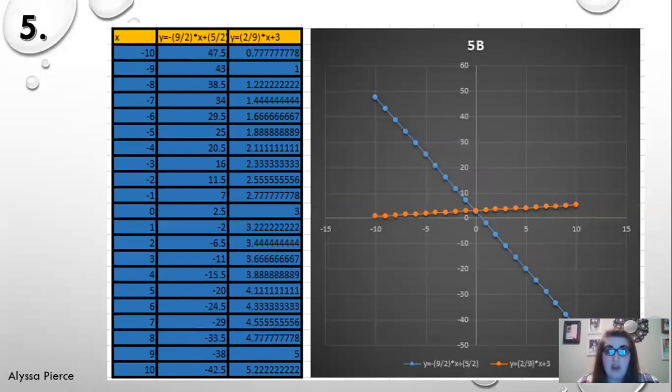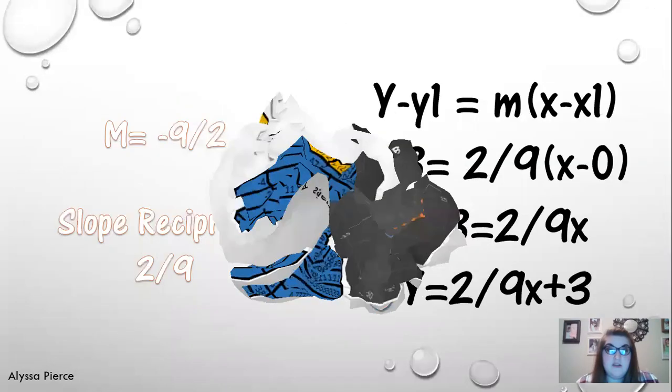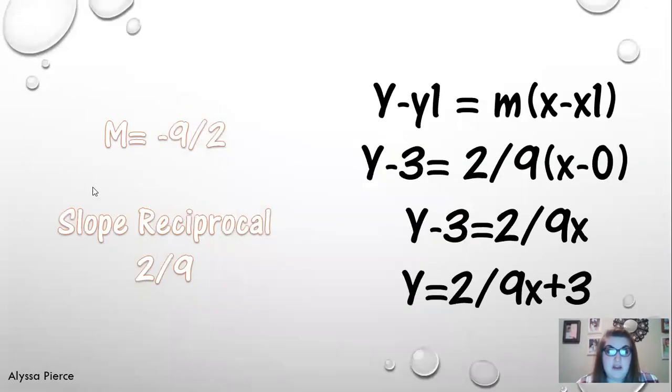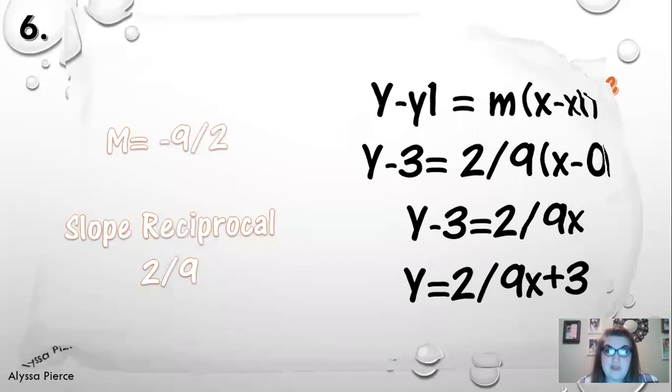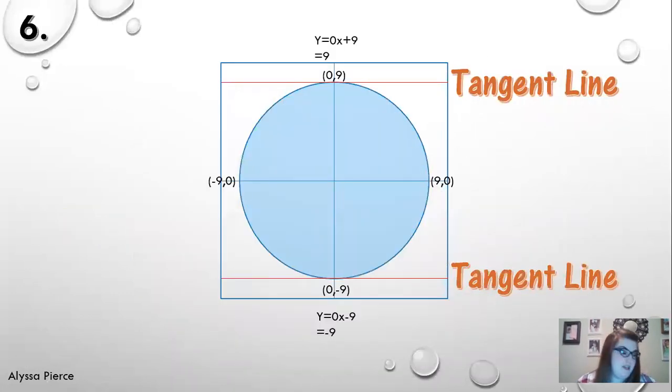In part A, I showed you that formula, and that's just how you end up getting that. So right here, I've shown it. We took our slope, which was -9/2. We found that slope reciprocal. We used the formula that we were given, y minus y1 equals m times x minus x1. We solve that all the way down to get the 2/9 x plus 3. So now let's go on to number 6.